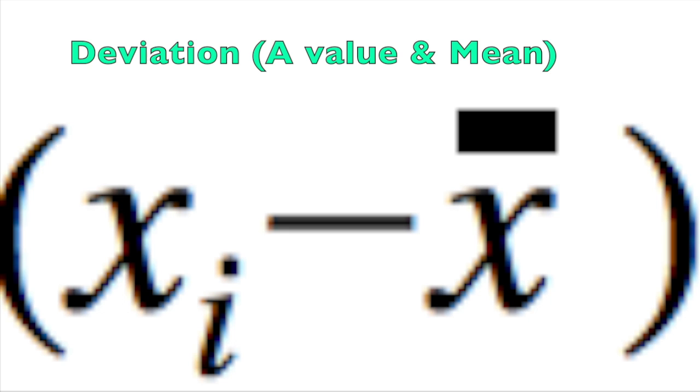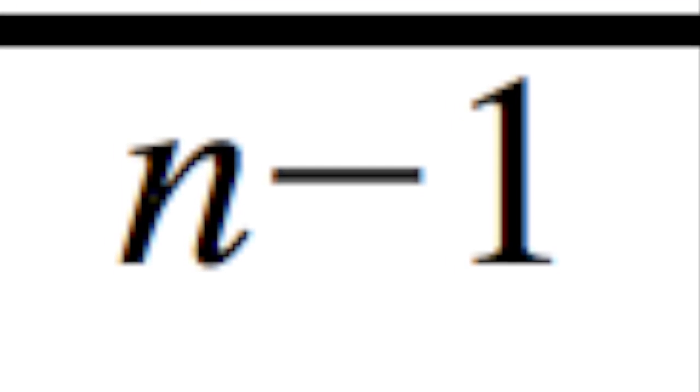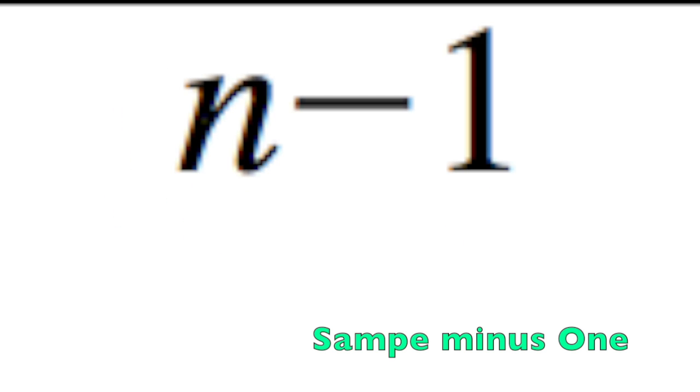The expression we use is called the squared deviation. To solve for your deviation, you take your observed value and subtract the mean from it. In the denominator of your variance, you have n minus 1, where n is the number of observations or values you have. Let's look at an example.